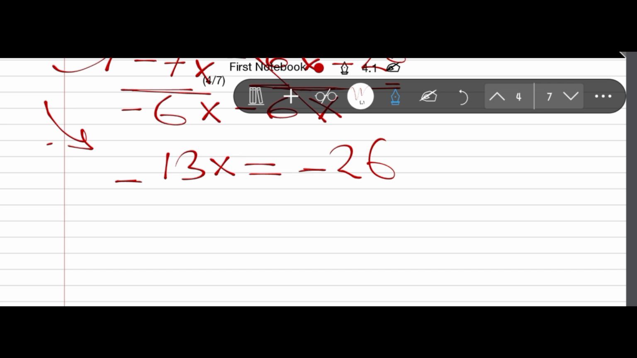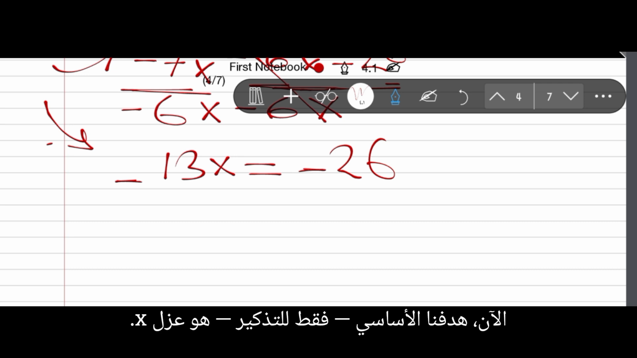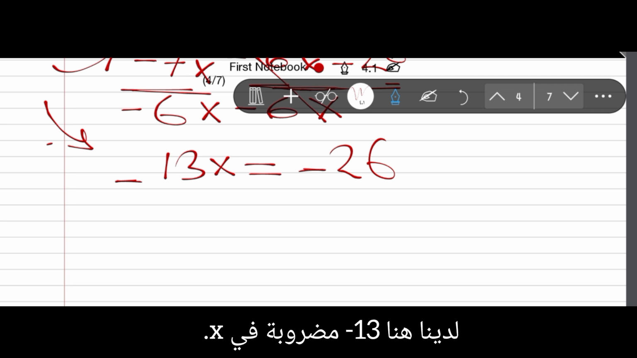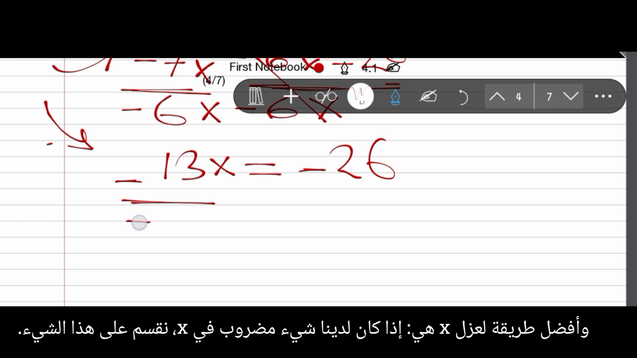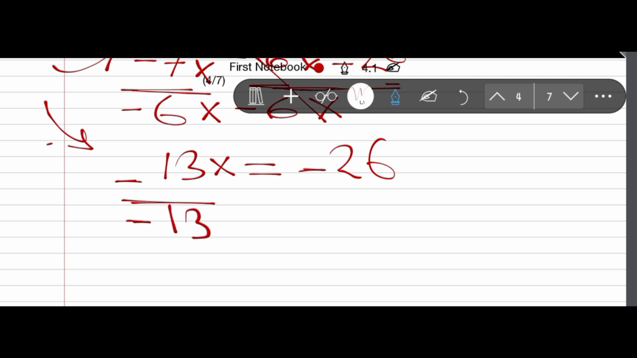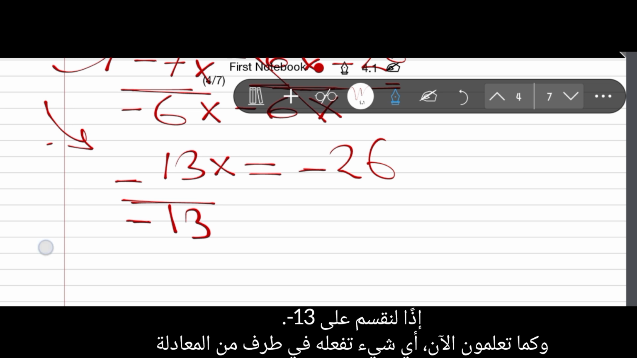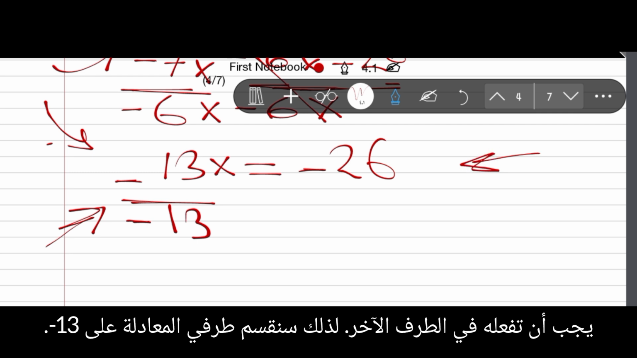Now, our whole goal, just to remember, is to isolate the x. We have a negative 13 times the x here. So the best way to isolate it is if we have something times x, if we divide by that something, we'll isolate the x. So let's divide by negative 13. Now, you know by now, anything you do to the left-hand side of an equation, you have to do to the right-hand side. So we're going to have to divide both sides of the equation by negative 13.